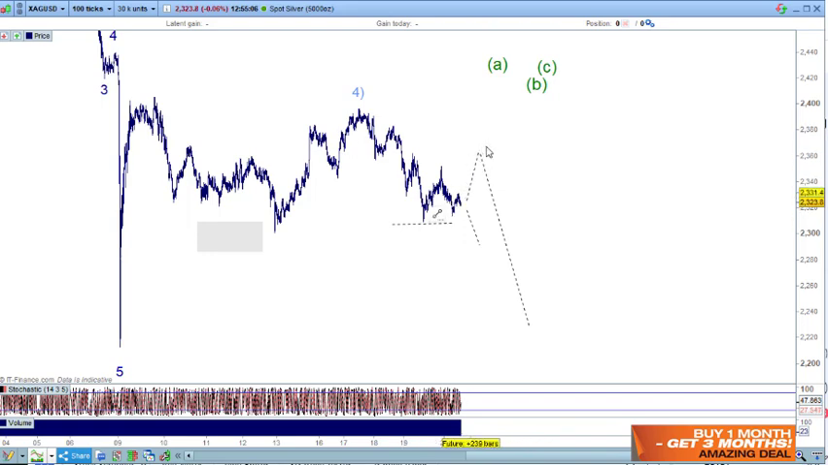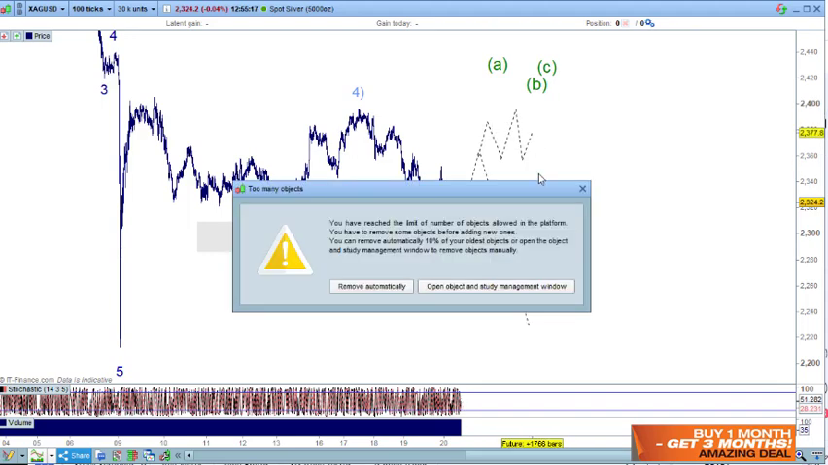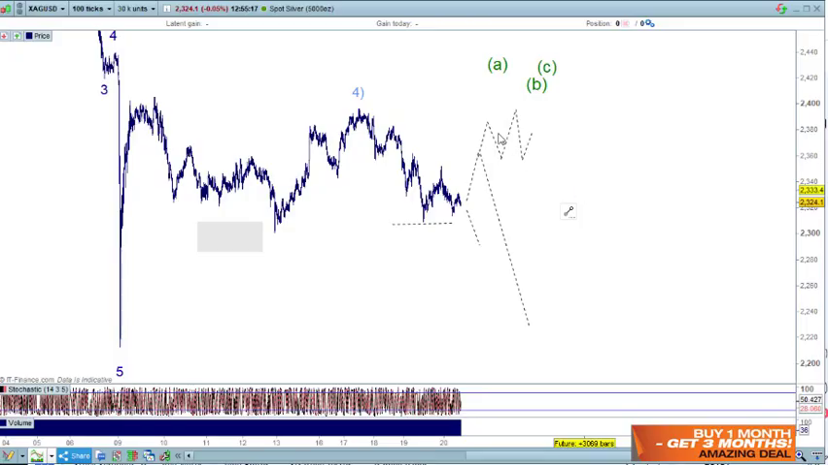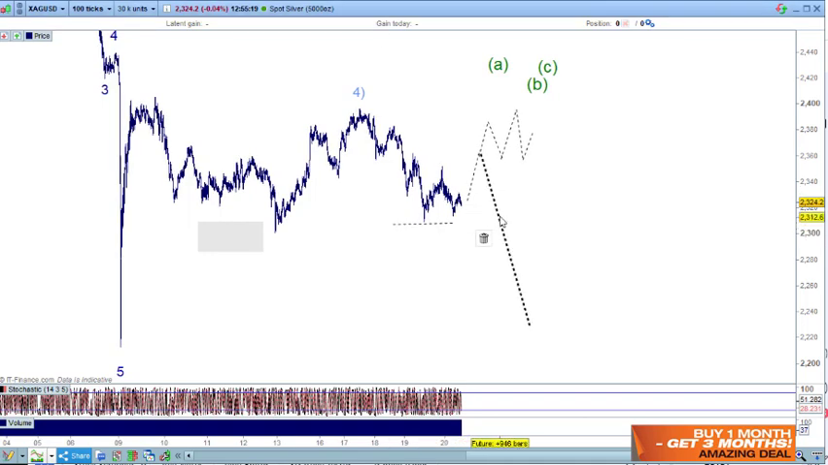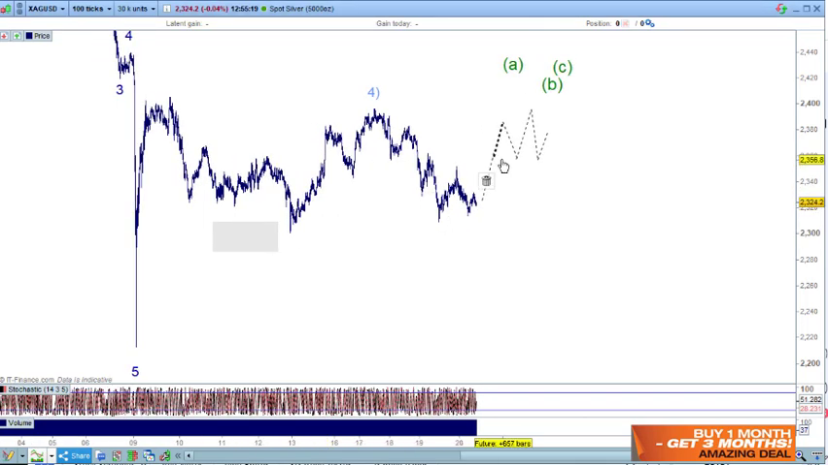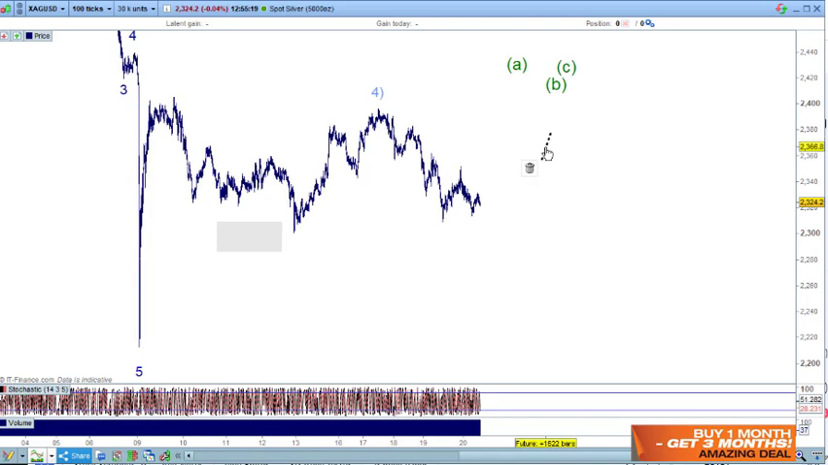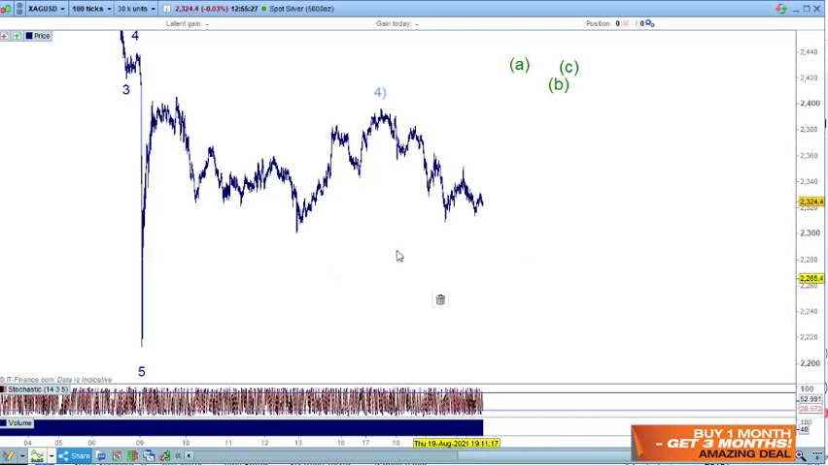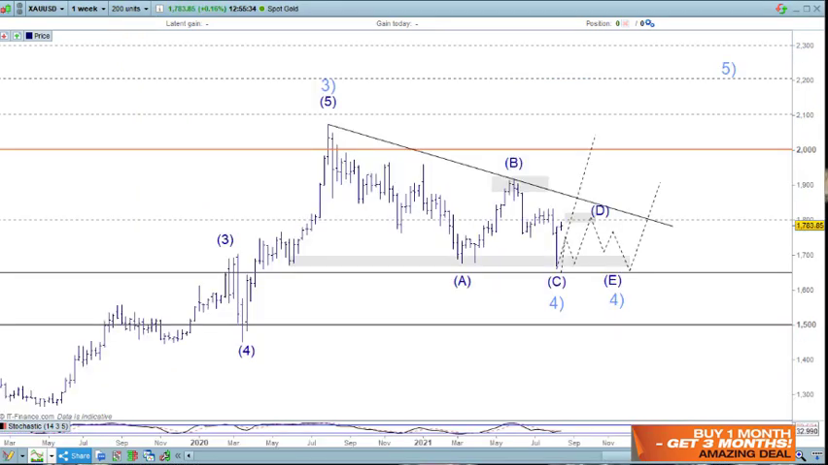But even if we do get 5 waves up here, 3, 4 and 5 up here, we don't have to panic to buy or anything, because there will be some sort of ABC coming back here again for that. I can't put too many things on the chart here now. I'm at my max, so I'll just clean this up there. But anyway, you get the idea for silver in that regard. And let's check on gold.